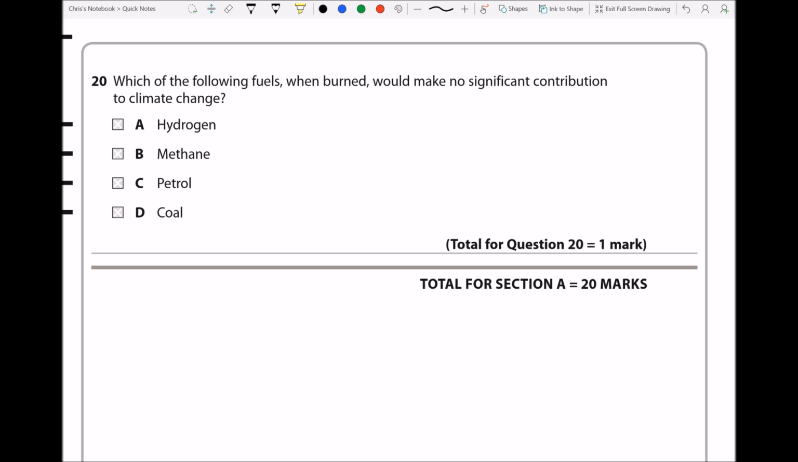However, the top one, when we burn hydrogen, all we produce is water. And water, yes, can go in the atmosphere and is a greenhouse gas, but it can fall as rainfall, so it can drop out of the atmosphere. And also we can collect the water as well and condense it. So that's pretty useful. So the answer to this one with no significant contribution to climate change is A, hydrogen. So that's it. So that's the end of section A. And now we're going to look at question 21.